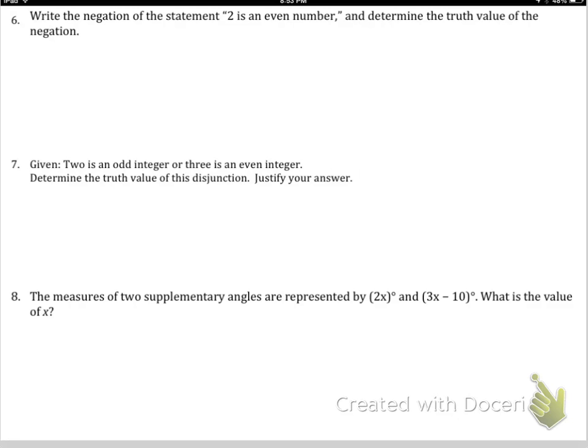Alright, let us move on to the next question, number 6. Write the negation of the statement. You see the word negation once again implies that we have to include the word not. So here, 2 is an even number, then the negation would be 2 is not an even number.